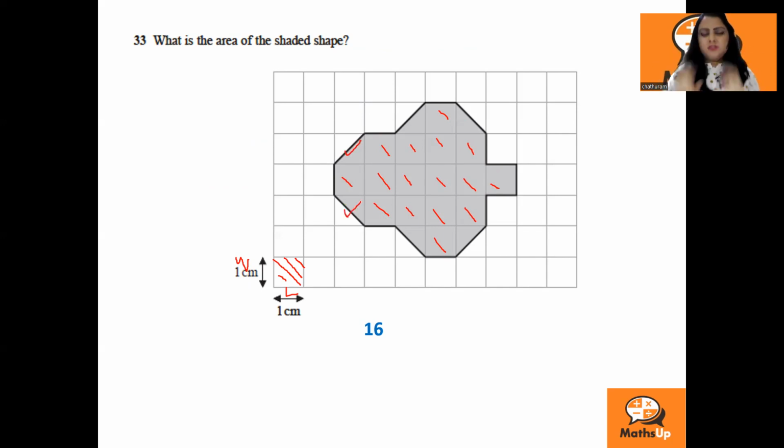Once you put these 2 triangles together, it is 1 square. Then you can see another 2 half squares. You can put those 2 together, and again you can make 1 small square. And there are another 2 half squares, which means another 1 small square. If you add all these squares together, it is 19. That means the area of this shaded shape is 19 square centimeters.